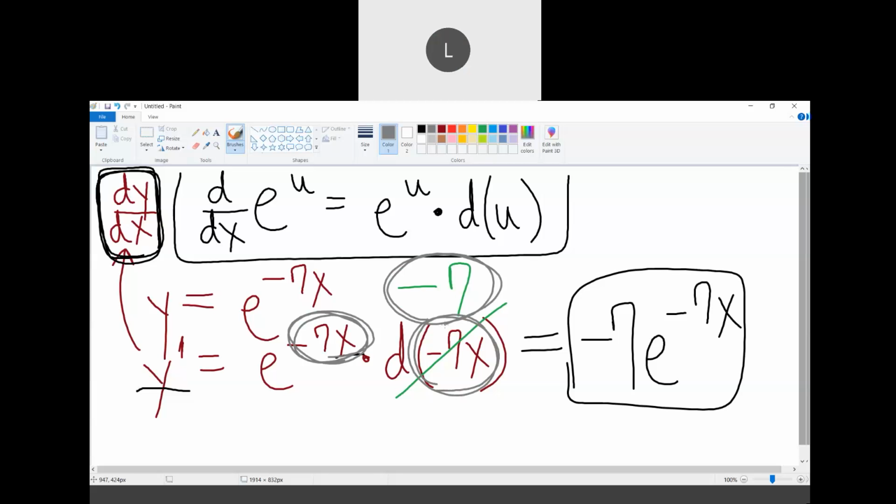Let's look at one involving a natural log. And I want to go over its first derivative property with you as well.